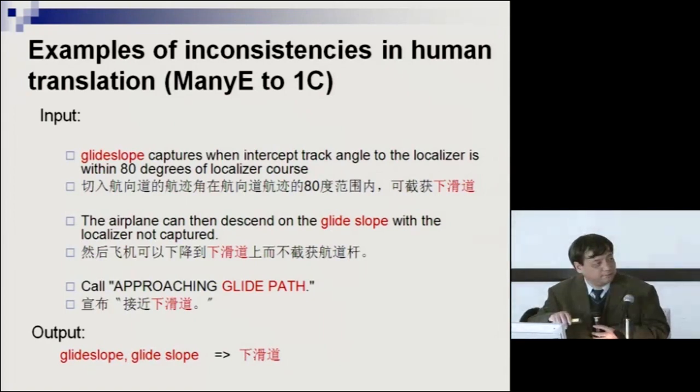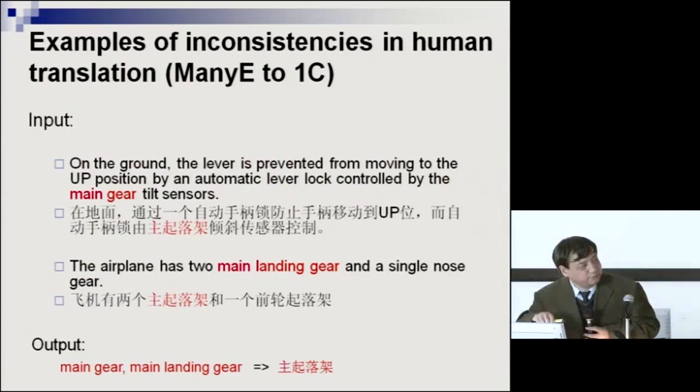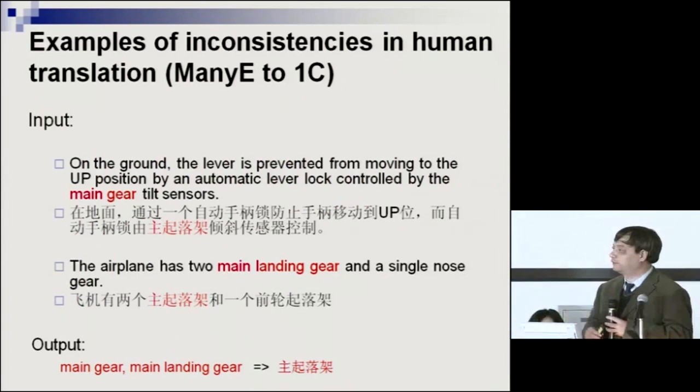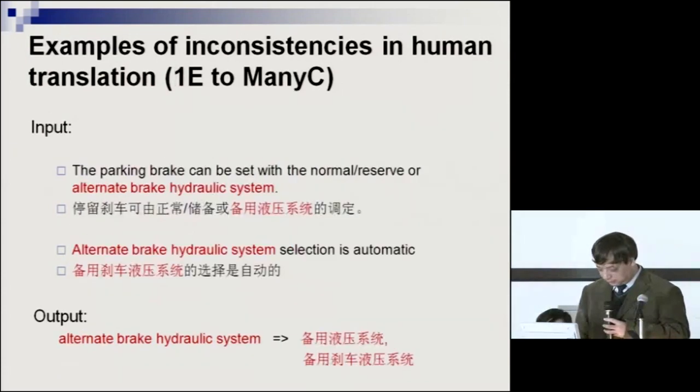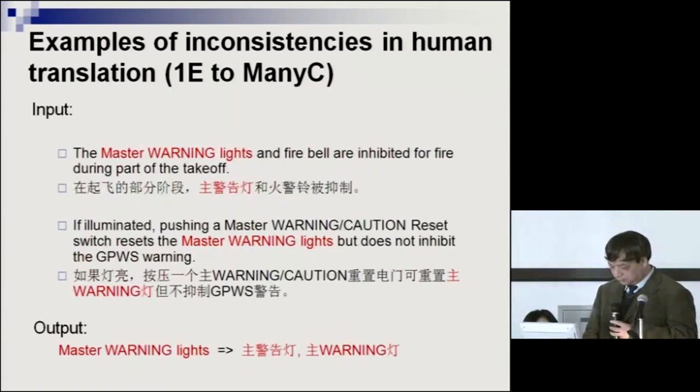This variation is minor because it is just a space. It seems it doesn't matter, but this one is more serious. Main landing gear maps to this one, but if you look at these two terms, their meanings seem different, yet the Chinese translation is the same. Also, we have one English term to many Chinese terms. For example, alternative brake hydraulic system to this one or to this one, but in this Chinese translation, brake is omitted. I don't know if this is correct or not, but there may be some inconsistencies.